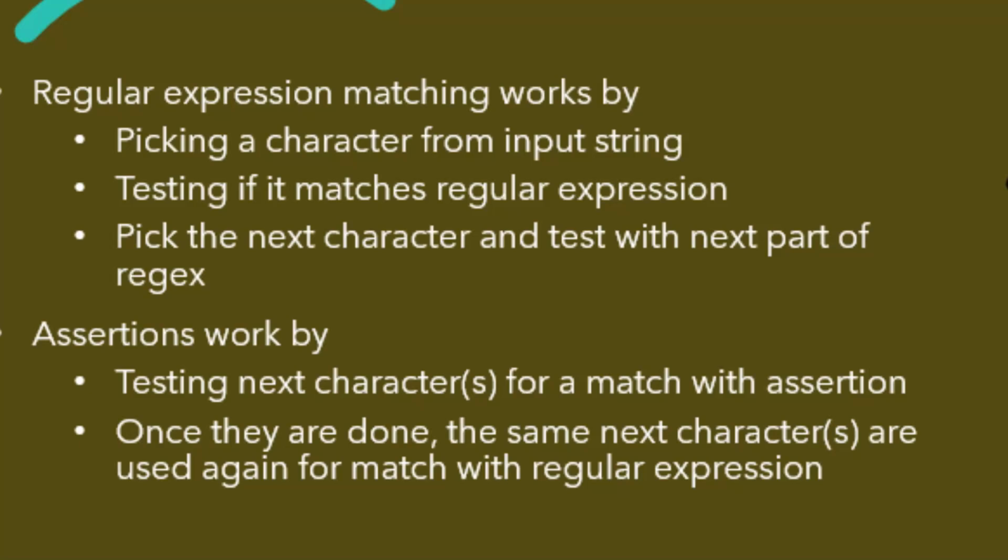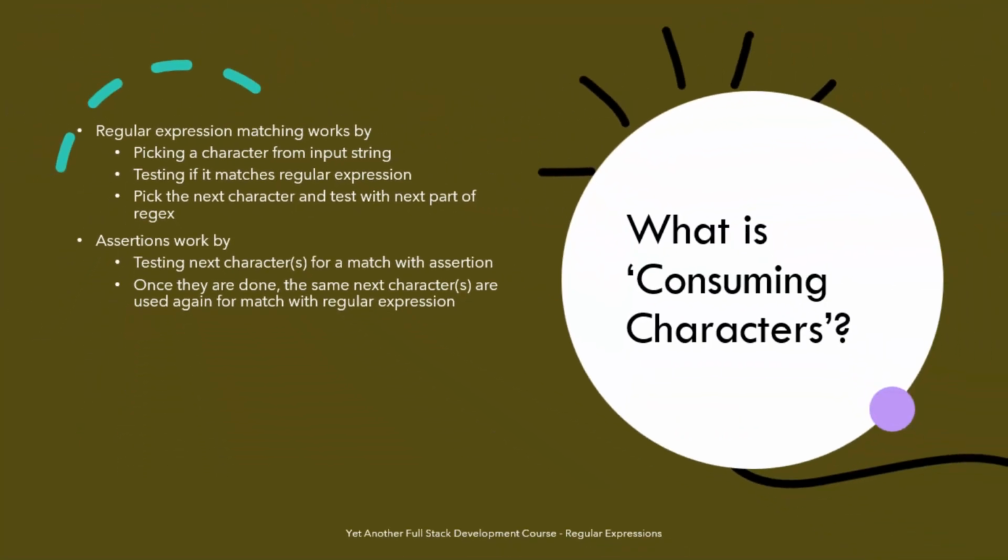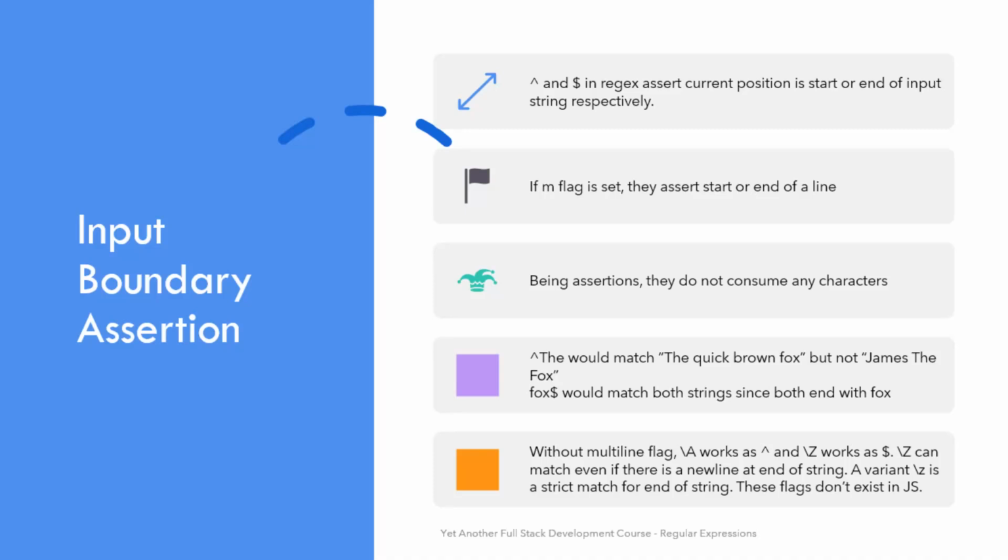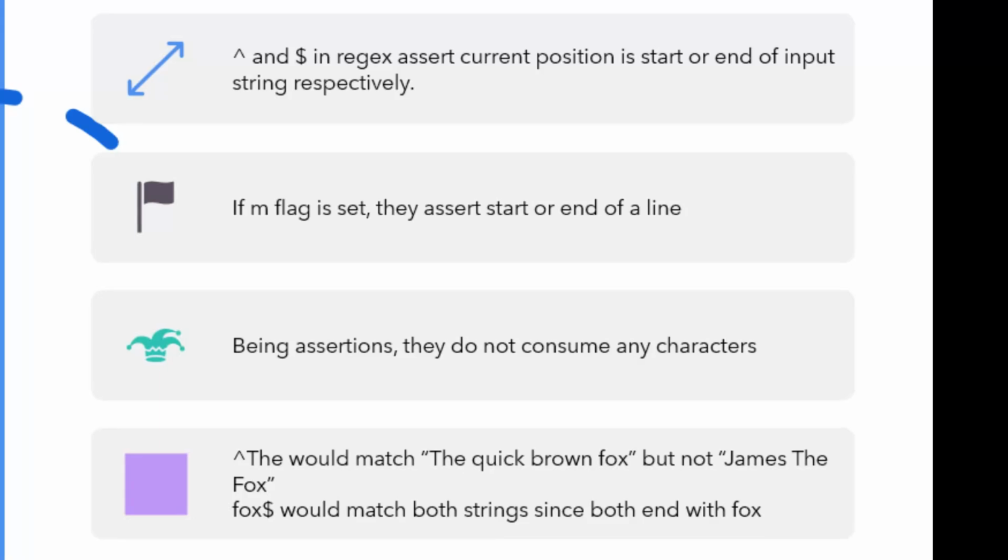But for now, let's focus on input boundary assertions. We discussed them in detail in our flags video when evaluating the M flag, but let's go over it again. These are the caret and dollar characters that assert that the current position is the start or end of the input string respectively. If the M flag is set, they assert the start or end of a line. They are assertions, so they don't consume any characters.